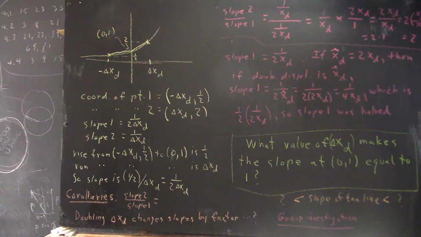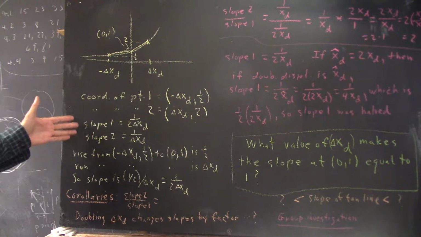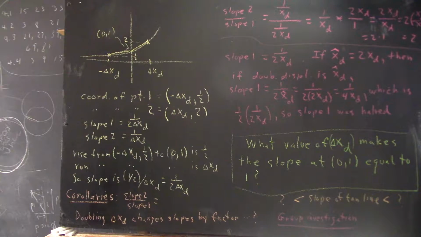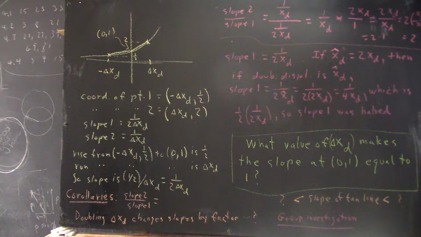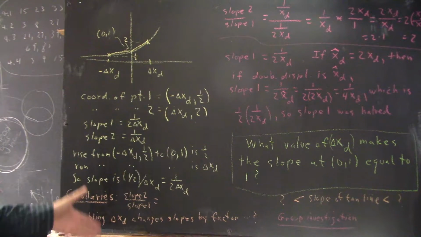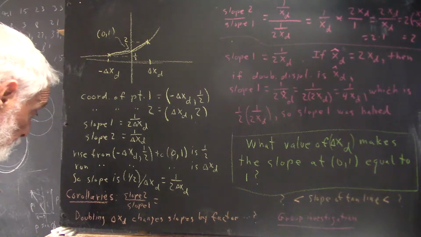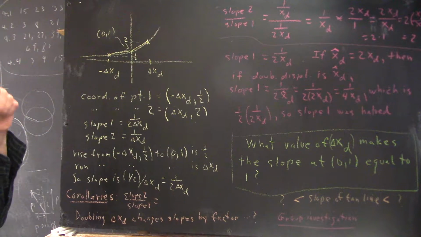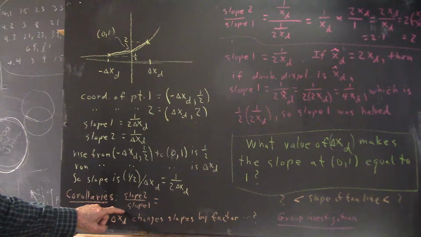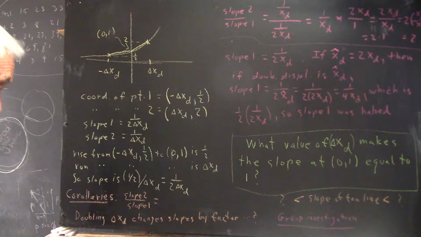Okay, now, that gives us the two slopes. Now, this doesn't really rise to the status of a theorem, but whatever this result is, we do have a couple of corollaries from the result. One, a little more difficult to write out than the other. First of all, what's slope 2 over slope 1 equal? Okay, and does this depend on delta x sub d?